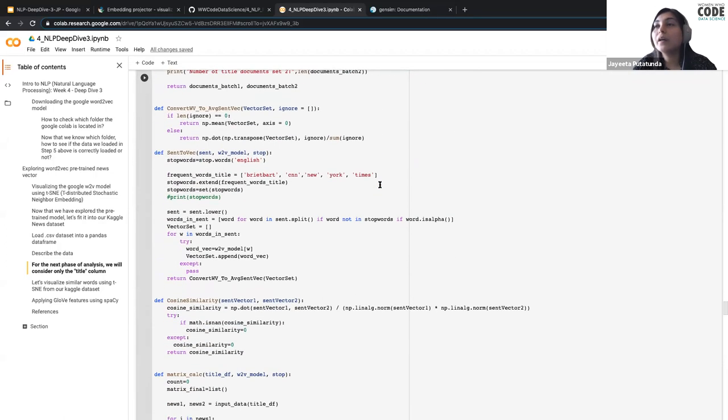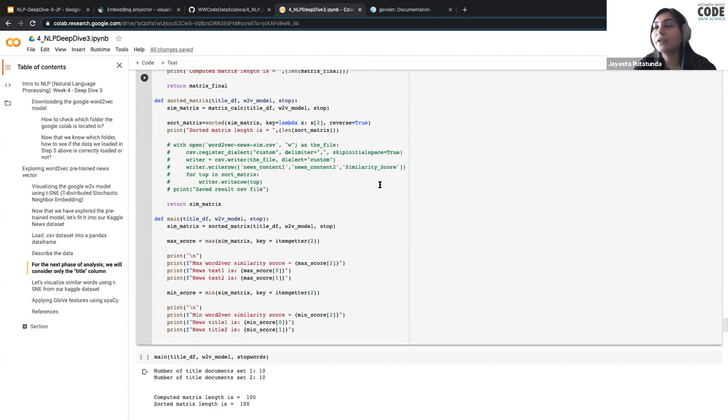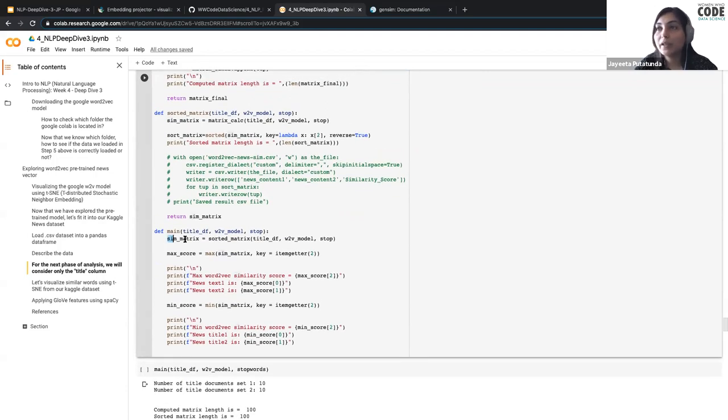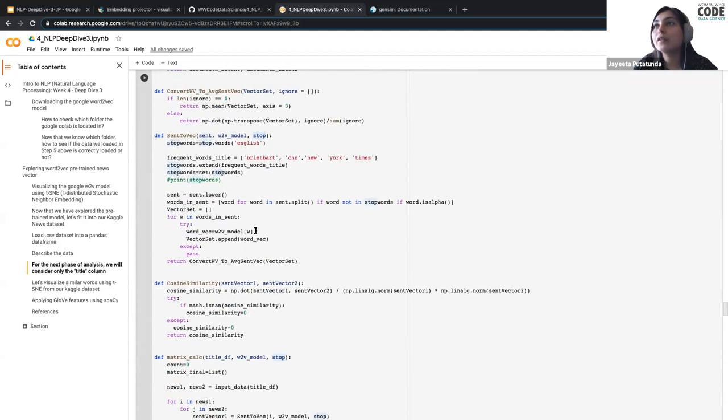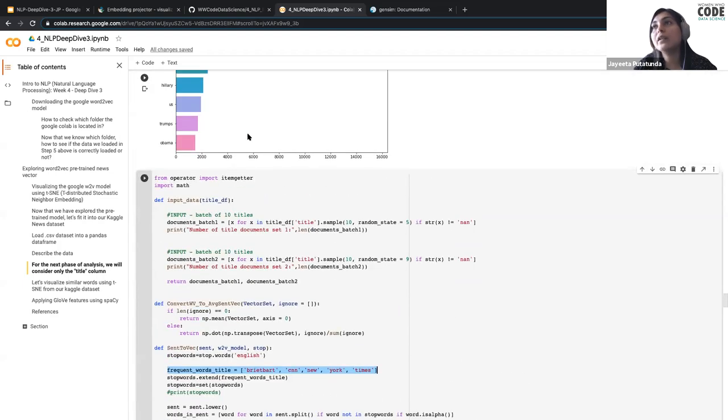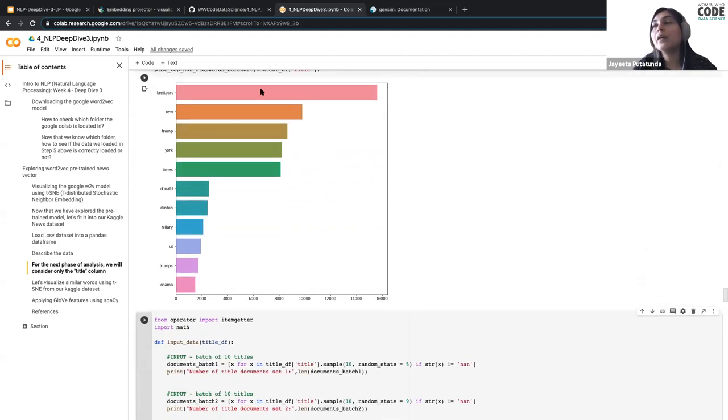So here, let's start from the main function. What we are doing here is calling a similarity matrix by passing the title DF that we have chosen and the Word2Vec model that we downloaded, the Google pre-trained Word2Vec model. And here we are also passing a word called stop. Now you see that I created a stop word set here. This stop is the original English stop word set that we're downloading, but I also added frequent title words, Breitbart, CNN, and New York Times, that we saw in the image above, that were very prevalent in the title section.